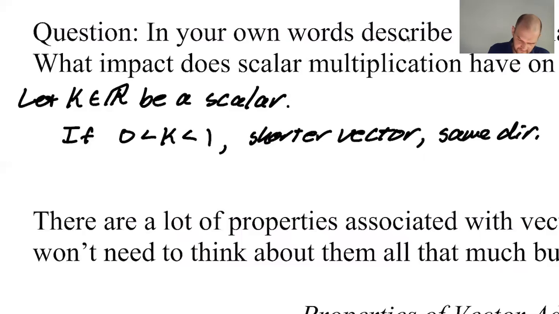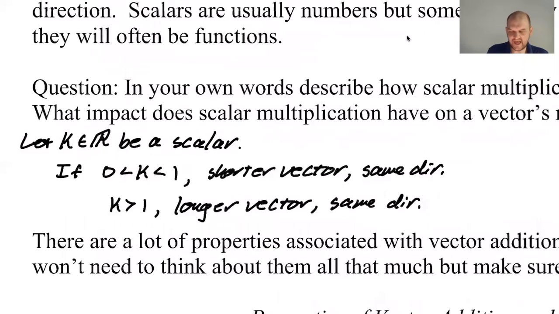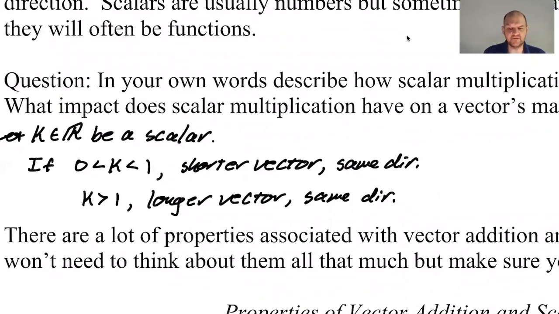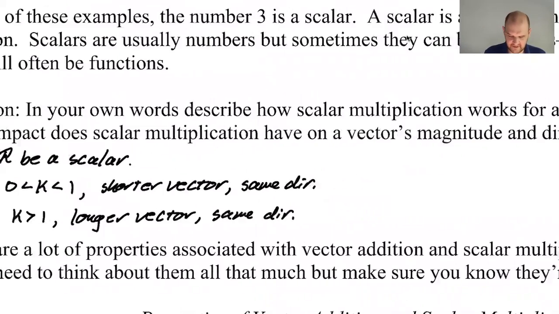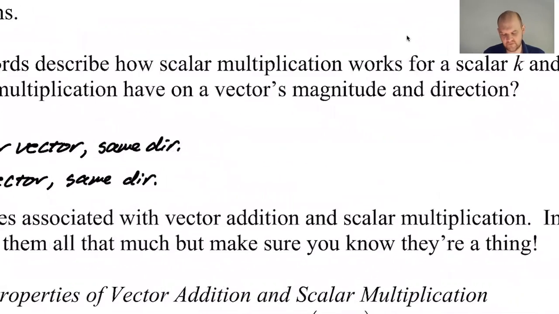If k is greater than 1, you get a longer vector. Scaled it up, but same direction. Basically, if the absolute value of k is greater than 1, you always get a longer vector. And then the sign will tell you if you're going in the same direction or opposite direction, but whatever.